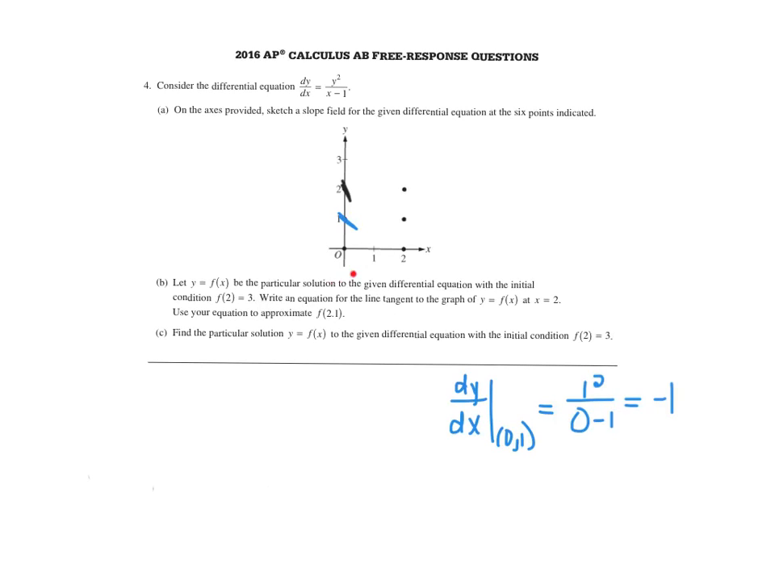Okay, next point, my favorite point, 0, 0. So that should be 0 squared over 0 minus 1, or 0.